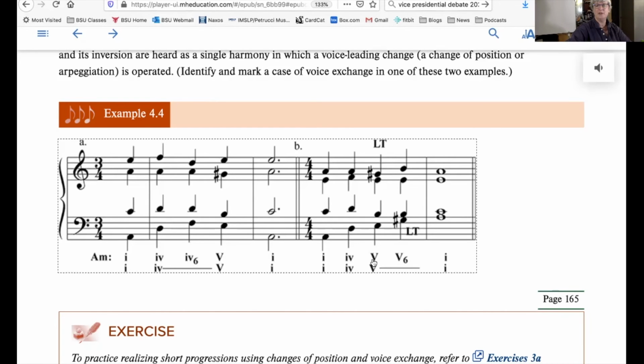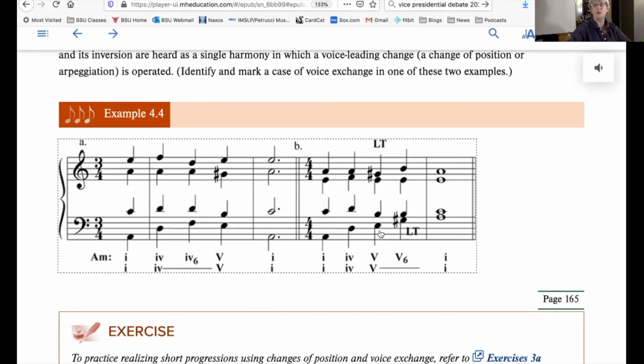If you said that the 5 to 5/6 features parallel tenths, you are correct. The bass goes from sol to ti, and the soprano goes from ti to re. Notice that the leading tone is transferred into the bass, and then it resolves in the bass.